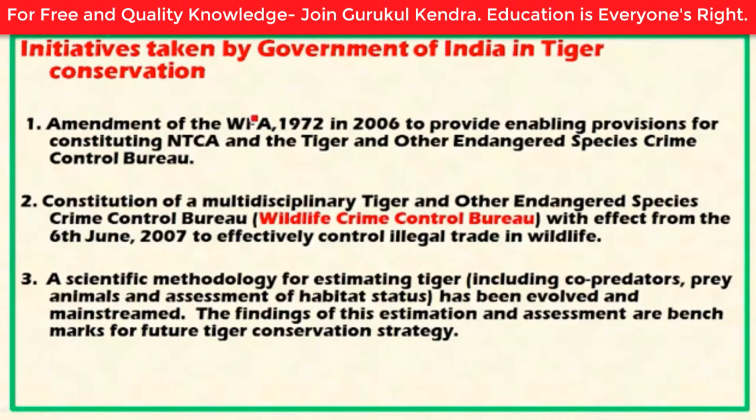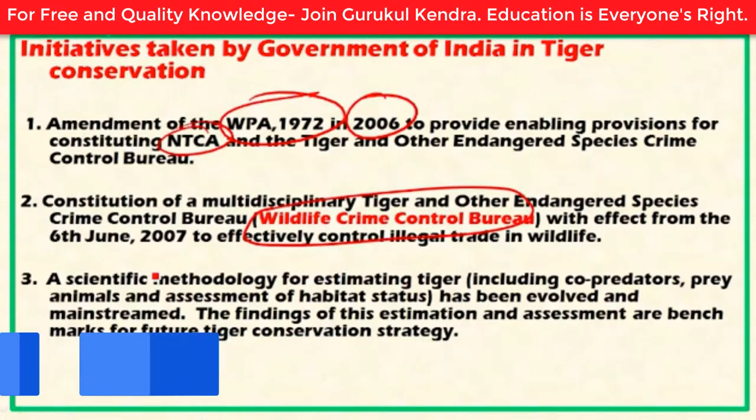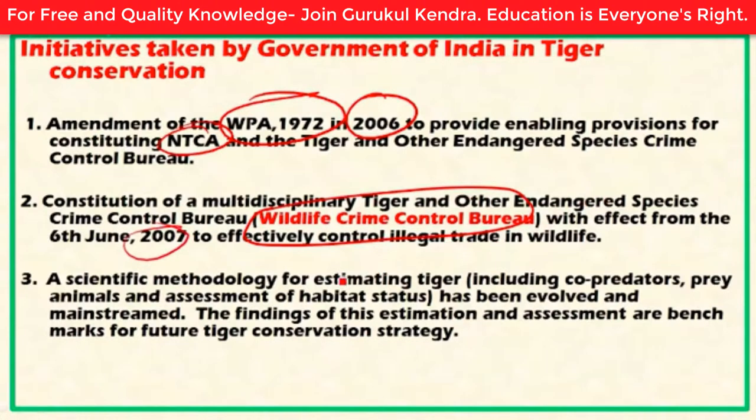These include the Wildlife Protection Act 1972, which was amended in 2006 to provide for the enabling provision for the constitution of the National Tiger Conservation Authority, and the constitution of a multidisciplinary tiger and other endangered species crime control bureau, also called the Wildlife Crime Control Bureau, to provide more protection to the tiger and also to prevent illegal trade in wildlife. In 2007, that is the Wildlife Crime Control Bureau. And a scientific methodology for estimating the tiger, including the co-predators like leopard and lion, prey animals, and assessment of habitat status has been evolved by the Government of India and mainstreamed, so that better conservation strategies can be taken up.